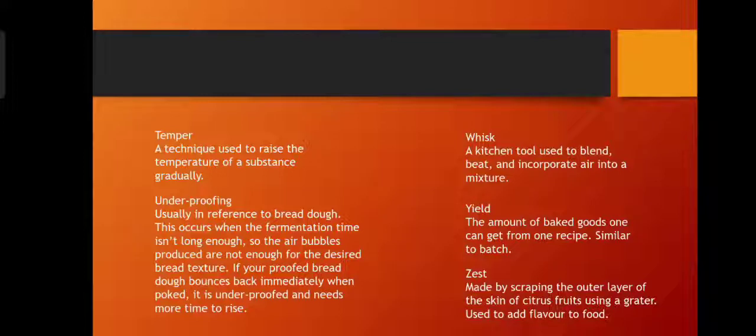W is whisk. Whisk, a kitchen tool used to blend, beat, and incorporate air into a mixture. Y is yield, the amount of baked goods one can get from one recipe, similar to batch. And Z is for zest.